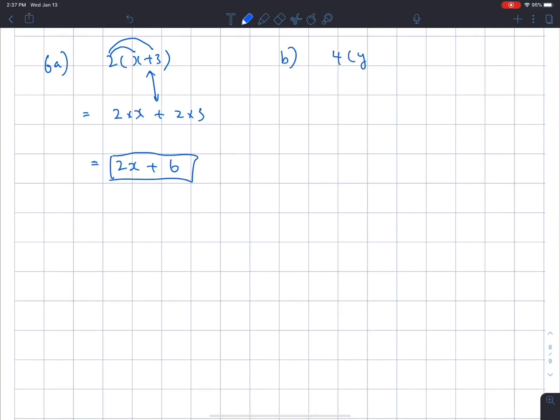B, 4 bracket y plus 2. Same idea, 4 times y plus 4 times 2. 4 times y will just be 4y plus 4 times 2 is 8.